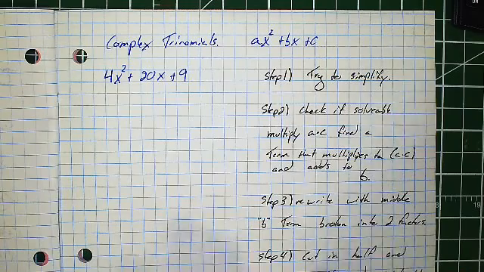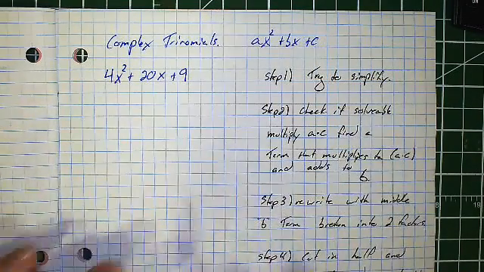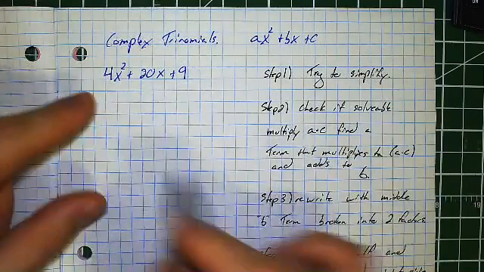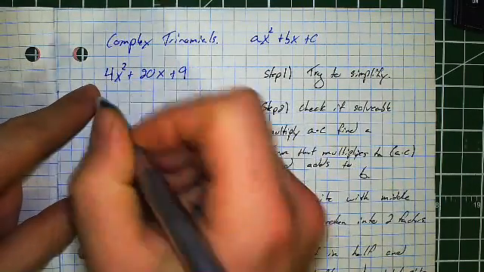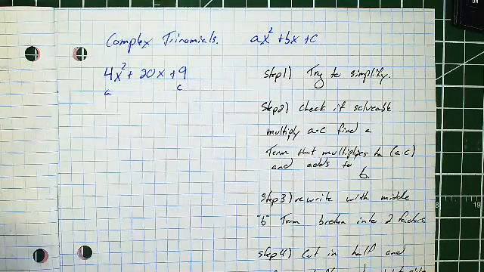Okay, so a couple of steps here. Step 1 is you're always going to try to simplify. We can't do that. Step 2 is we check if it's solvable by multiplying your a and c together. We're going to find a multiple that multiplies to this and also adds to b.